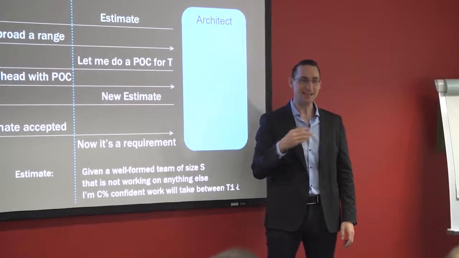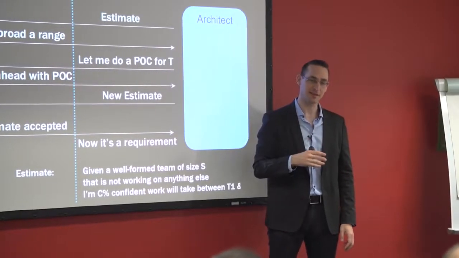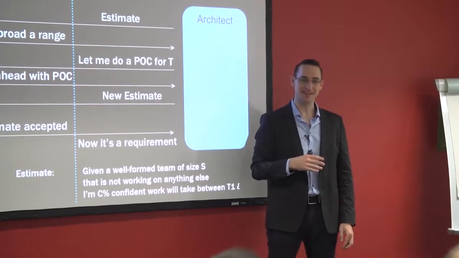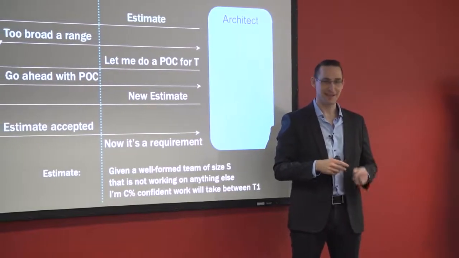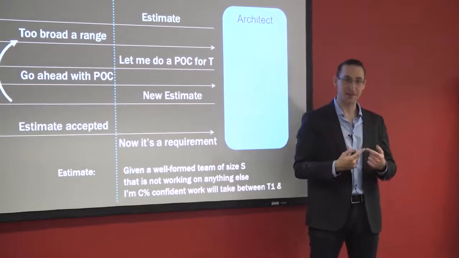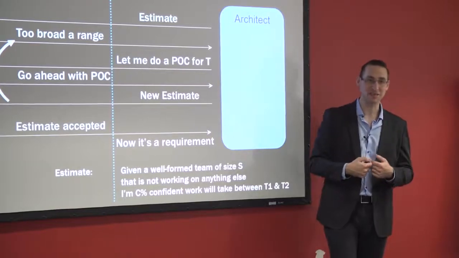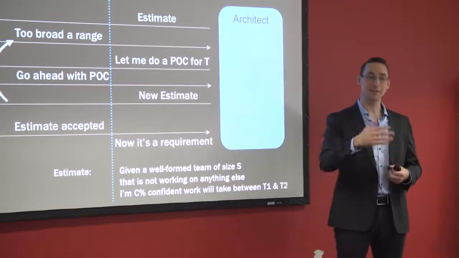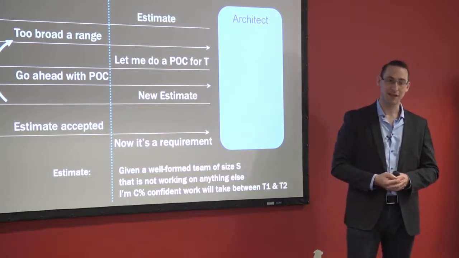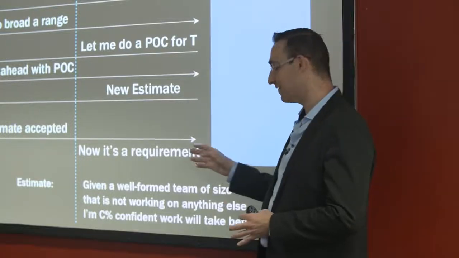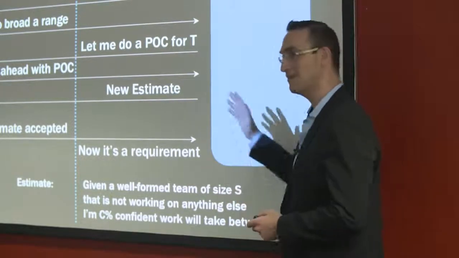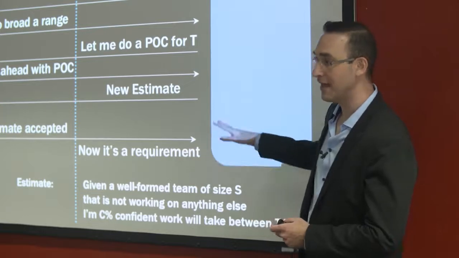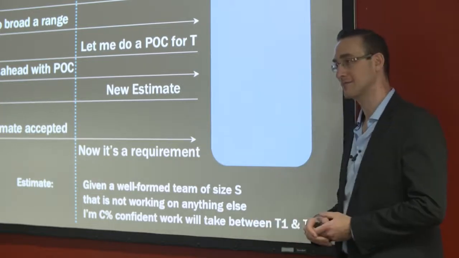So we say, yes, it's possible for it to be done by the end of the year. The business person hears that and says, oh, so you just promised to get it done by the end of the year. That is the problem. That is what we're trying to solve. So if the business person comes to me and says, so can it be done by the end of the year? I can say, I am 5% confident that given a well-formed team not working on anything else, that it will be done by the end of the year.